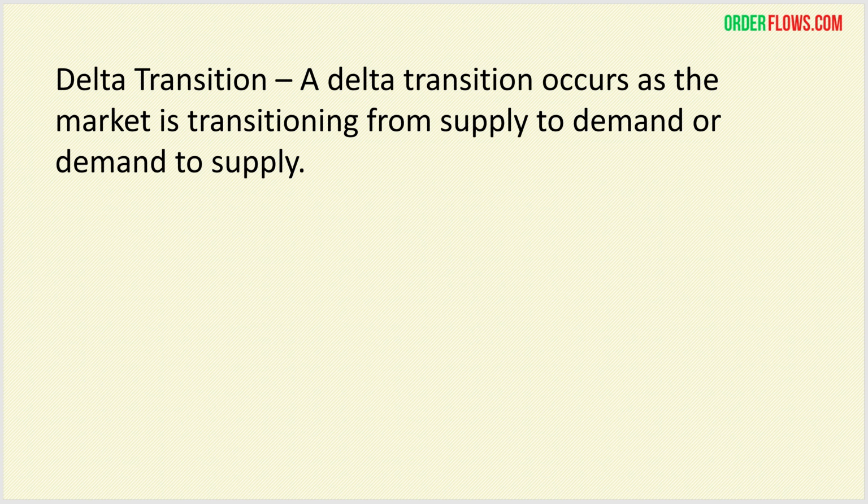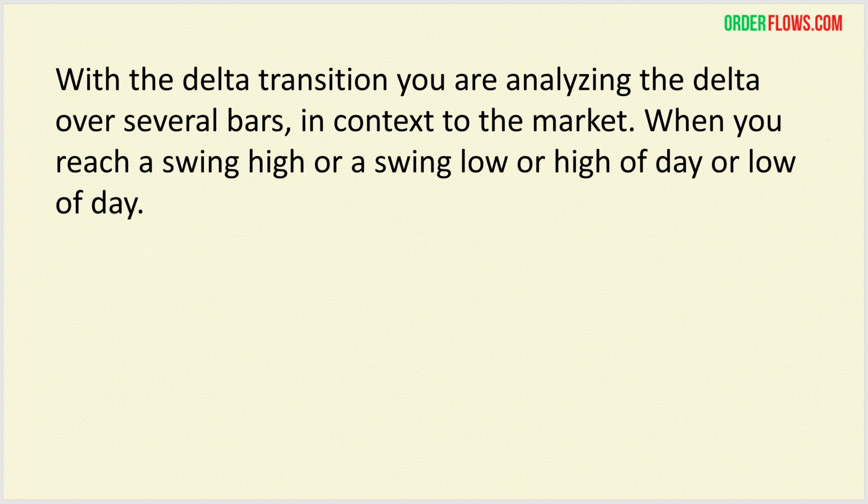So a delta transition occurs as the market is transitioning from supply to demand or demand to supply. With the delta transition, you're analyzing the delta over several bars in context of the market. When you reach a swing high or swing low, or a high of the day or a low of the day, this is where you're going to be looking for shifts in supply and demand. You're not going to necessarily look for shifts in supply and demand as a market is in a trend, because it's defined already when you're in a trend. If you're in a trend up, it's a demand-driven market. If you're in a trend down, it's a supply-driven market. But when you get to a swing high or a high of the day, that's where you can transition in supply and demand.